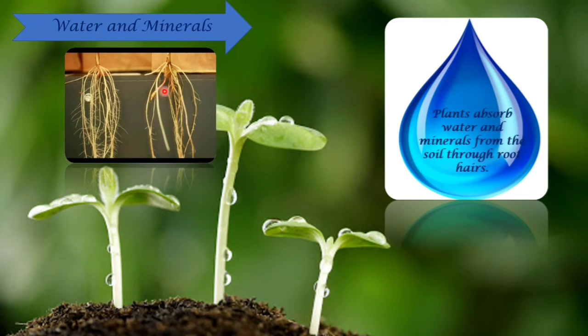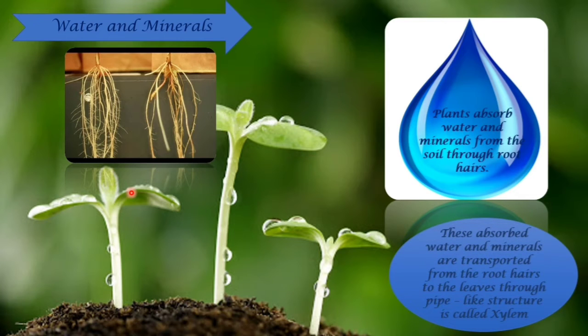So, it is not directly absorbed by the root. From the root hairs, it is absorbed and then taken into the roots. So, there is a particular means of travel here. Something has to carry this, right? Automatically, the water cannot be pushed in an upward direction. So there is a particular type of vessel involved in this. The absorbed water and minerals are transported from the root hairs to the leaves through a pipe-like structure called xylem vessels.